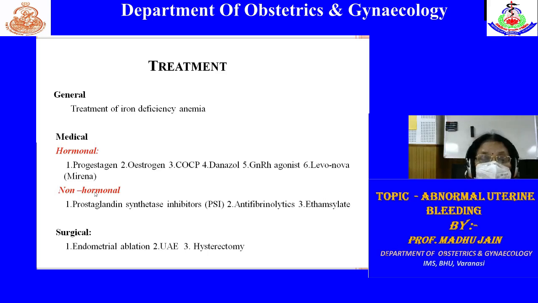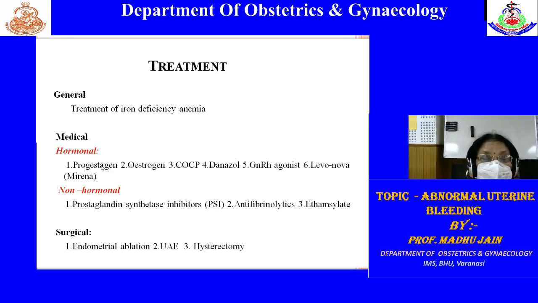And the Mirena, that is a levonorgestrel IUD, is the most common choice of treatment for women who are having bleeding. It can be very easily controlled and you can avoid the surgery also. Then the non-hormonal preparations are prostaglandin synthetase inhibitors, antifibrinolytics, and ethamsylate.